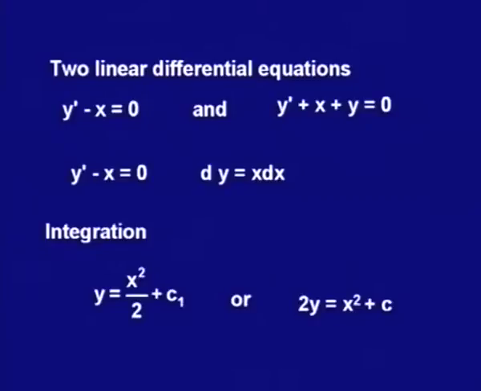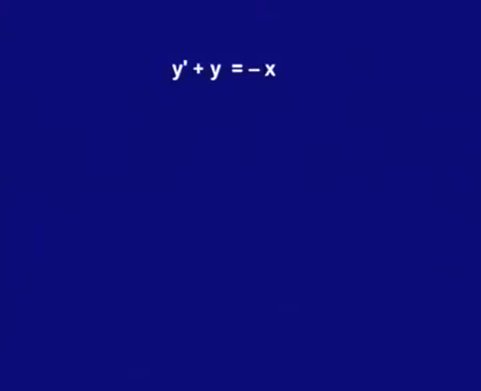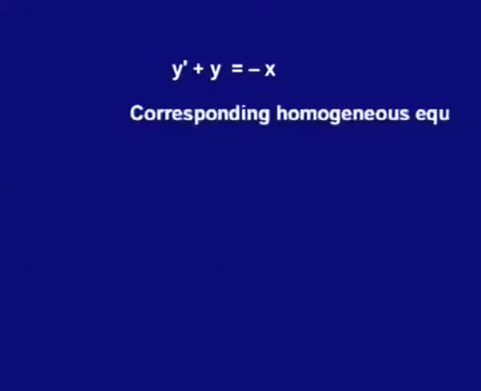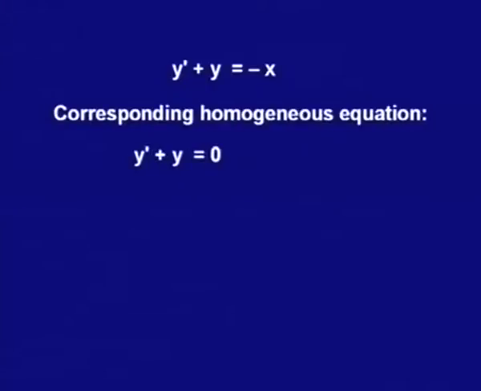Now, let us take the second equation. y dash plus y is equal to minus x. Now, this is a first order linear equation, but non-homogeneous. What will be the corresponding homogeneous equation? That is y dash plus y is equal to 0. For solving it, either we can use the method of solving linear equations, or we can again directly write dy over dx and separate the variables.